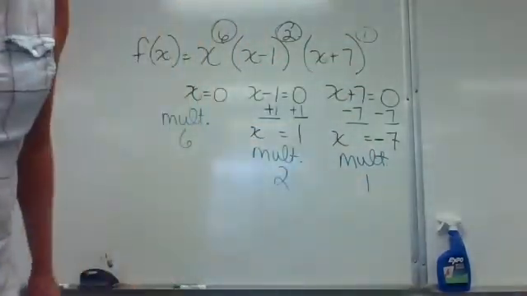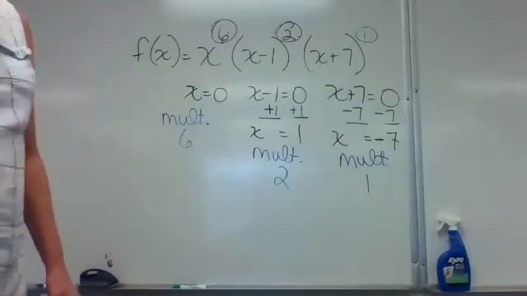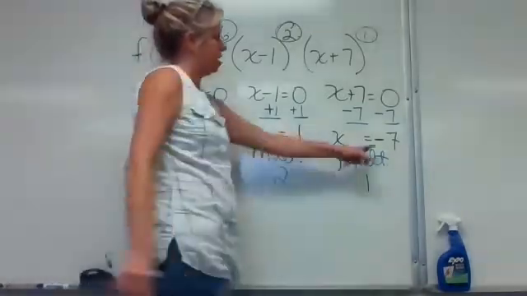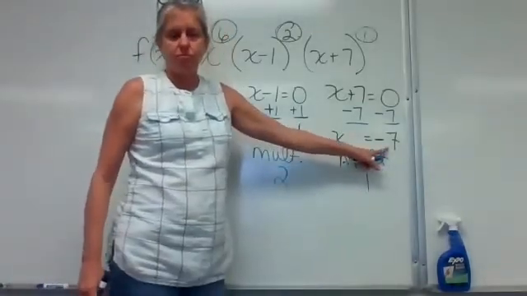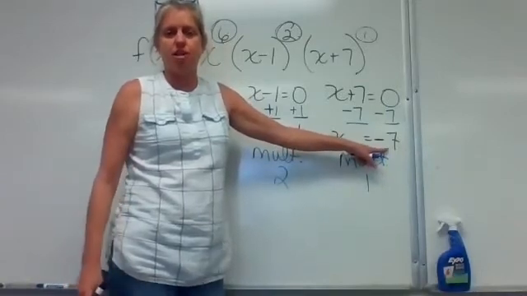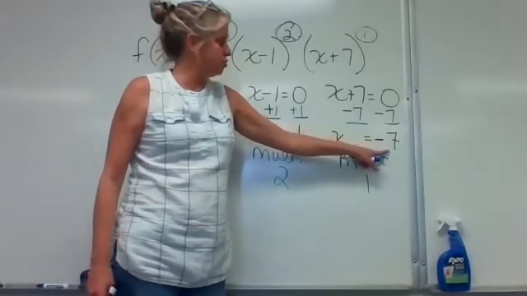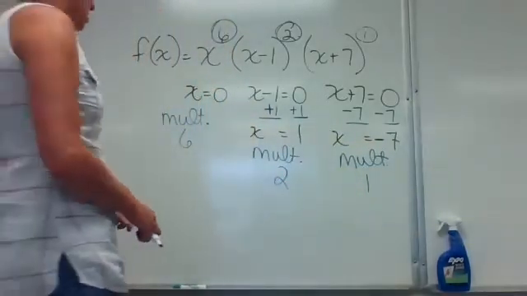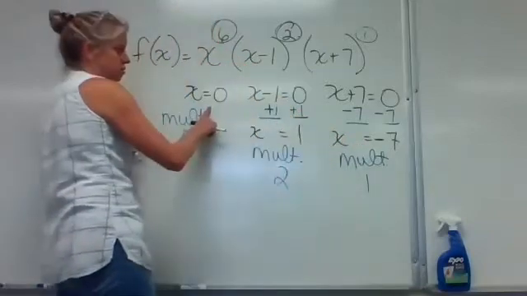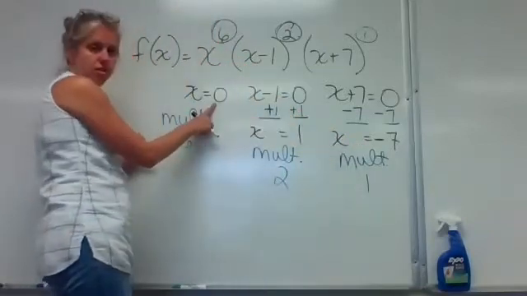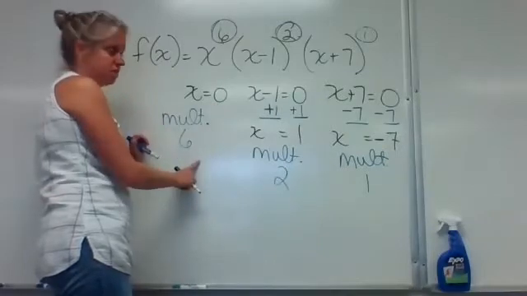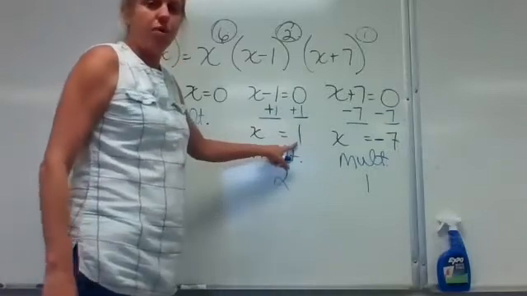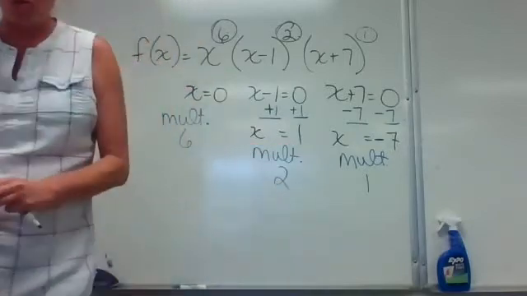Okay, it kind of asks you in a funny way how to enter the answers. So it first says the smallest zero. So here's my zeros: 0, 1, and -7. All right, -7 is the smallest number out of those. So -7 is the smallest zero, and its multiplicity was 1. So the middle one, 0, its multiplicity was 6. And your largest zero was 1, and its multiplicity was 2.